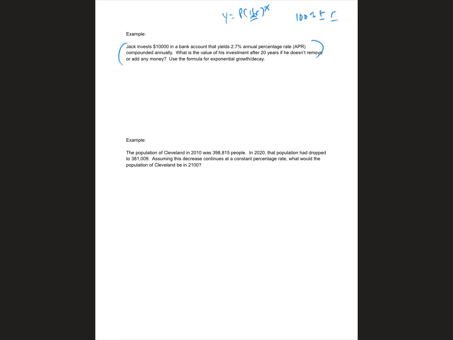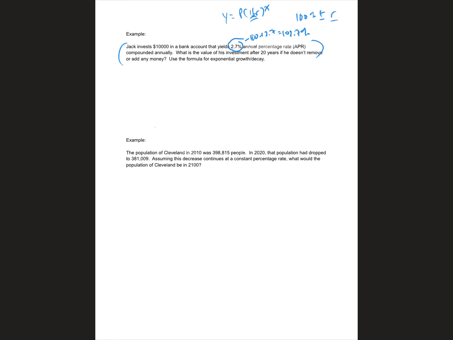So an annual percentage rate is basically how much money you would get if you left the money in the account for a year, what you would get at the end of the year. Now we're going to use the same formula. So what I'm going to do here is say I'm gaining 2.7%. So my 100 plus 2.7% is 102.7%. But I need to change that to a decimal before I put it in the formula.